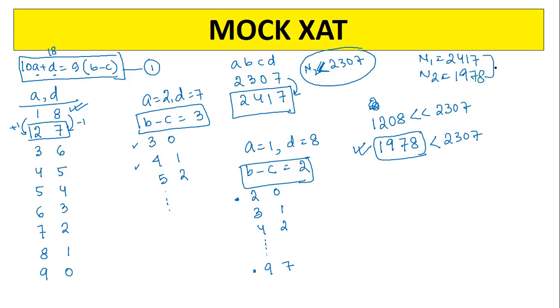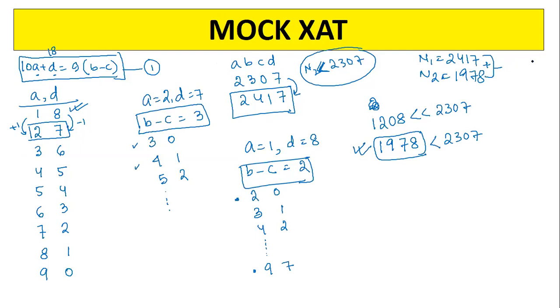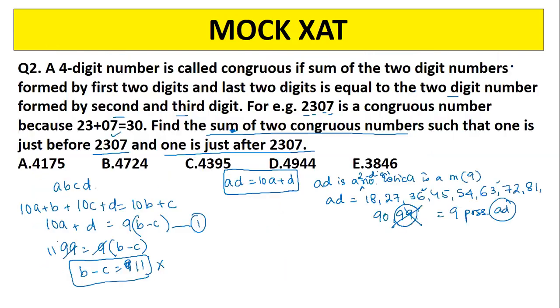And what are we going to do? We are going to take the addition of these two numbers because it has been asked what is the sum of these two numbers. So the addition of these two numbers would be 4395 is the answer. 4395, which is option number C. That is my answer. Okay.